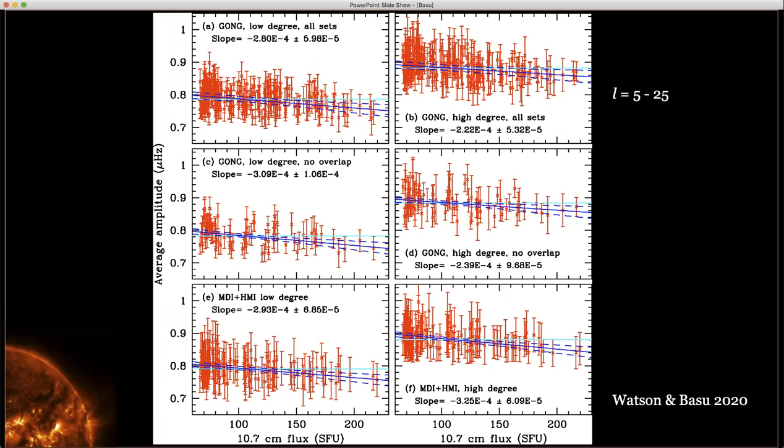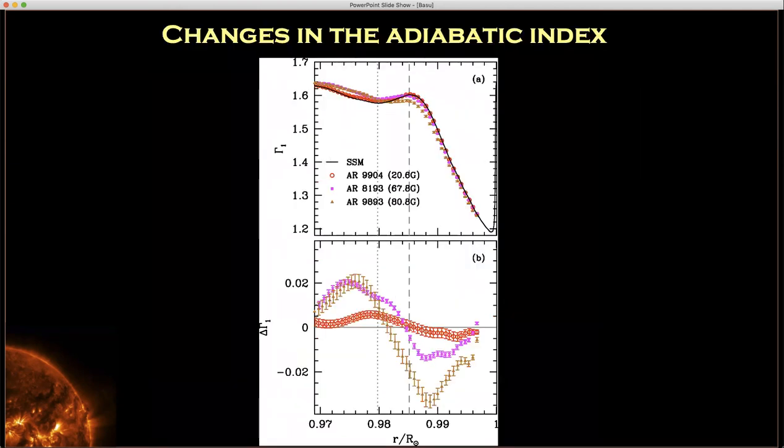Now, what does this mean? What is going on? With global data, it's a bit difficult to see what's going on, but we do have some results from ring diagram analysis of the adiabatic index in active regions. In the upper panel, the black curve is a fiducial standard solar model. That's the second helium ionization zone. That's the first helium ionization zone and the hydrogen ionization zone.